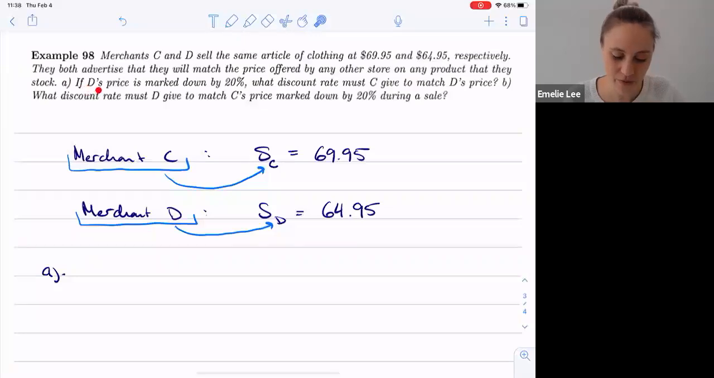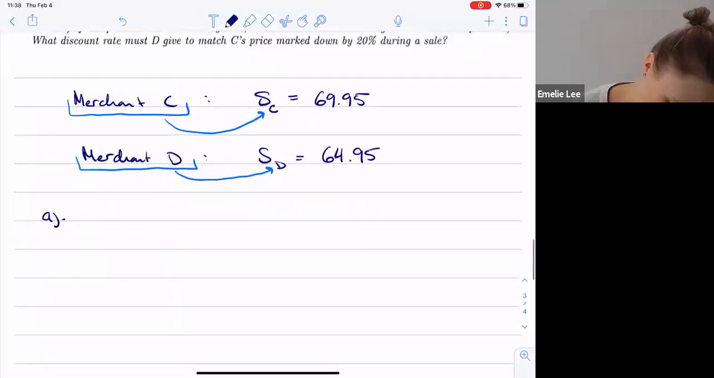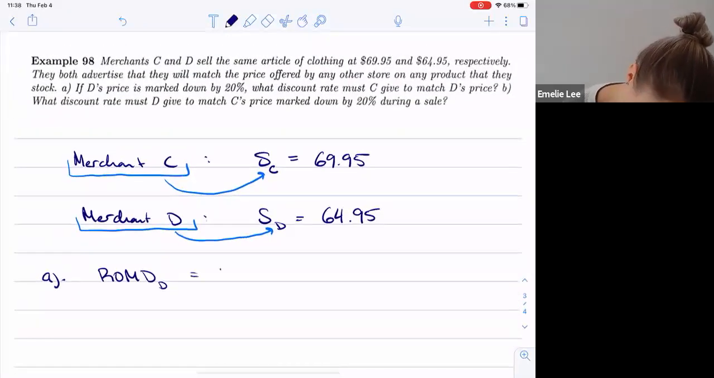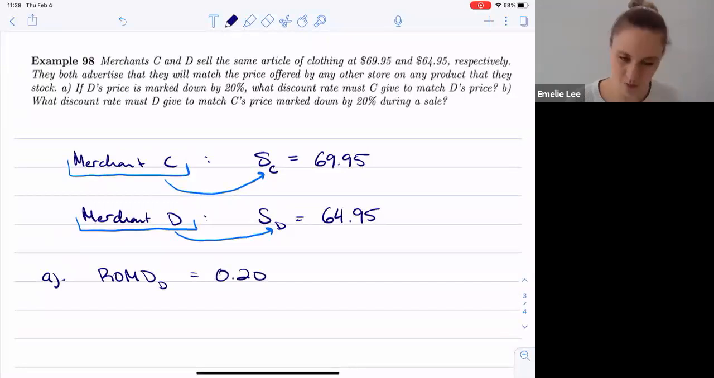If D's price is marked down by 20%, and so again, I'm going to keep these things separate by using subscripts. So here, hold on to your hats. The lambda for D is 0.2 or 20%. So that's what we're told. And then we want to know, what does the reduced price, or maybe what does the discount rate?